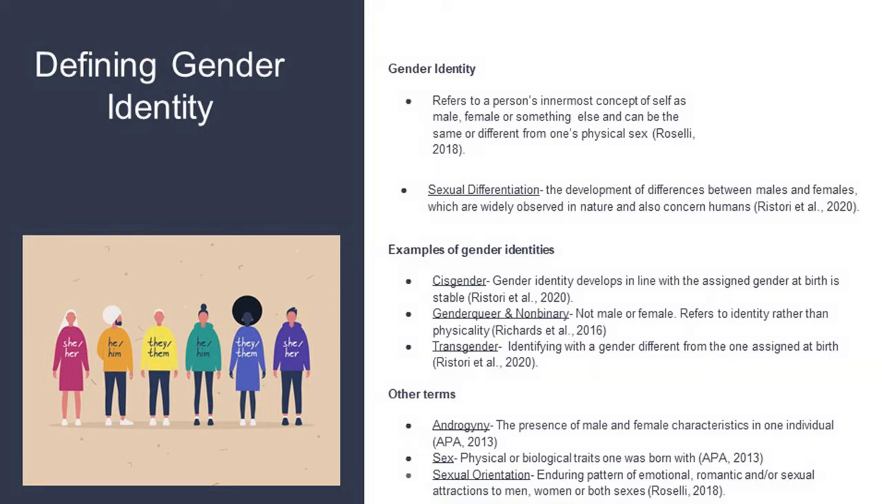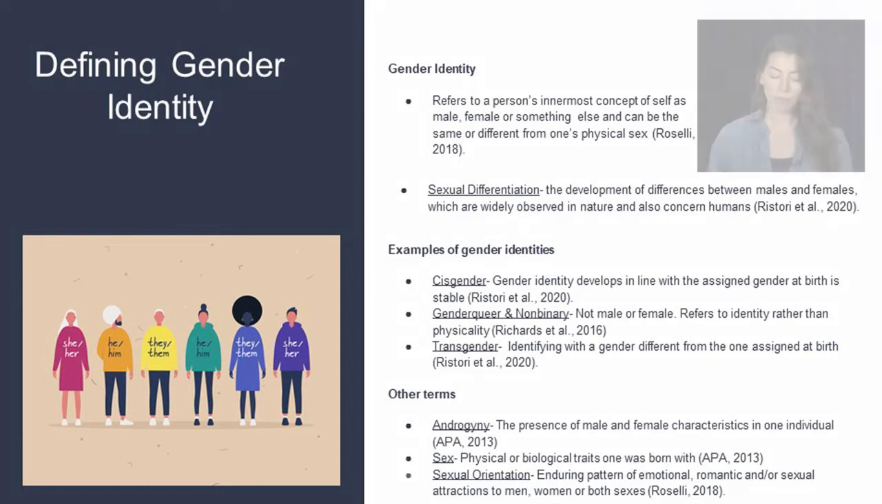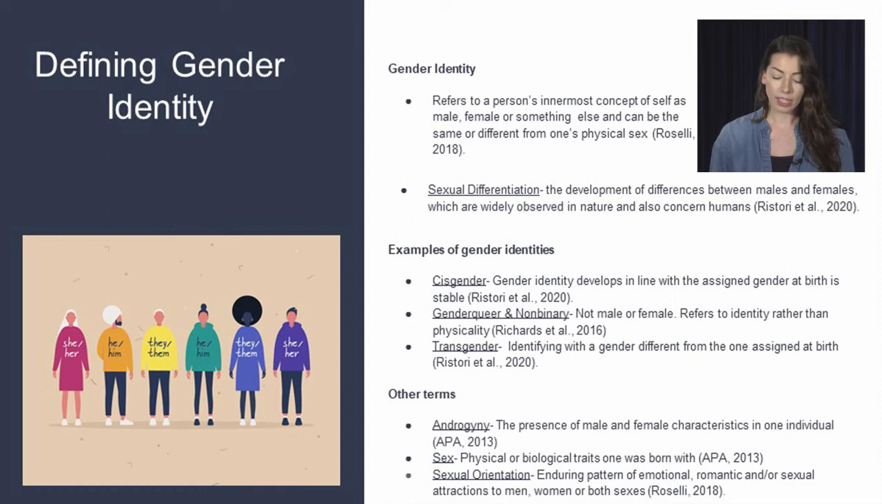A few examples of gender identities include cisgender, a gender identity that develops in line with the assigned gender at birth. Genderqueer and non-binary are not male or female, and they refer to identity rather than physicality. Transgender is identifying with a gender different from the one assigned at birth.